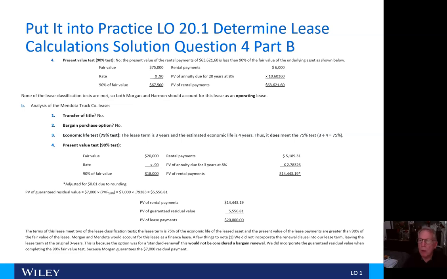Okay, none of the lease classification tests are met, so both Morgan and Harmon should account for this lease as an operating lease.